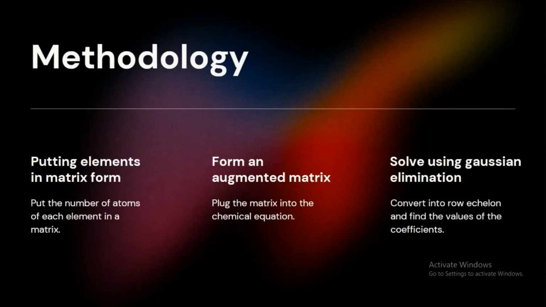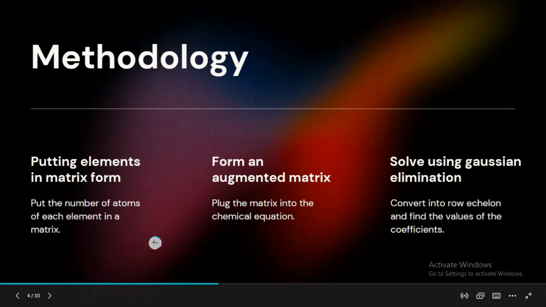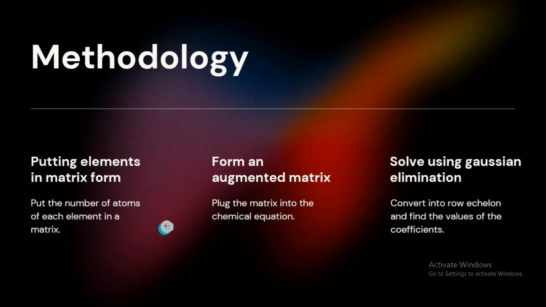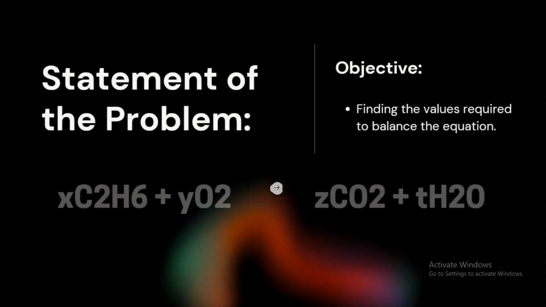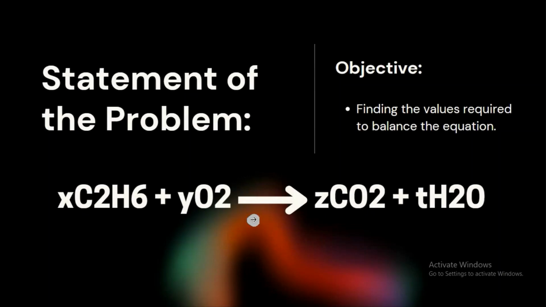The basic methodology behind balancing a chemical equation using linear algebra is, firstly, we put the elements in matrix form. Then we form an augmented matrix where we plug the chemical equation into the matrix. Then we solve it using Gaussian elimination and reduce it to echelon form or row echelon form, as we require. So I'll go through a basic problem, after which my team members will give a detailed overview of different problems we can face while balancing chemical equations using linear algebra.